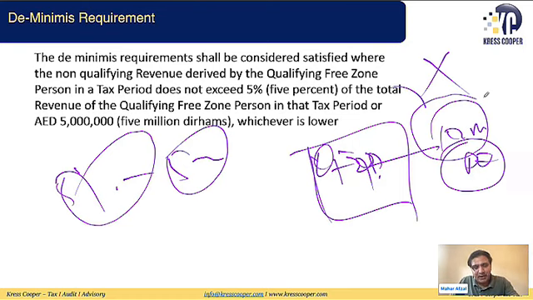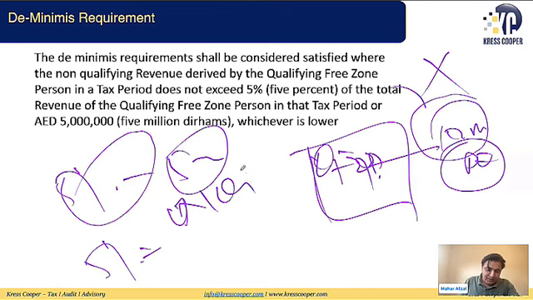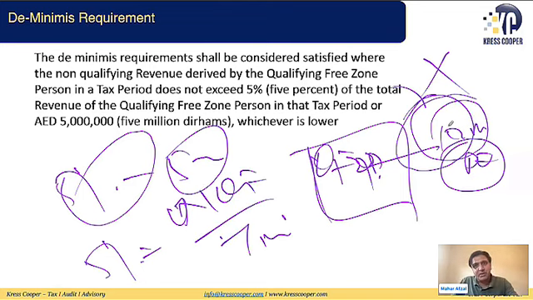It will not have any impact because the de minimis 5% will be calculated. Basically, it will be non-qualifying income divided by total income. And the income from the PE, domestic PE, foreign PE, and any income from immovable property, other than the qualifying immovable property, will not be considered in the numerator and denominator. So it will not have an impact on the 5%.